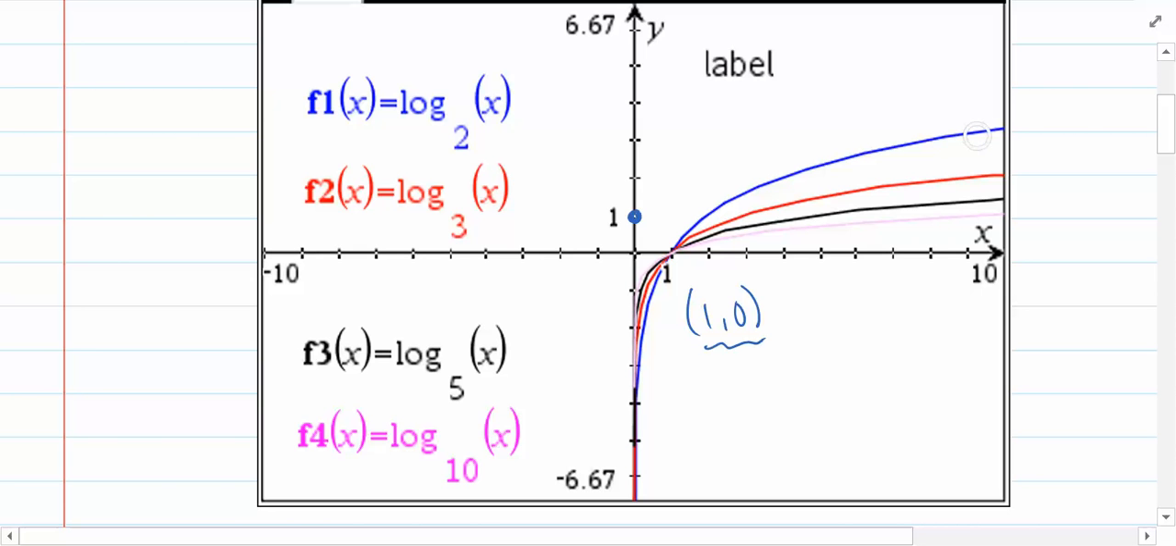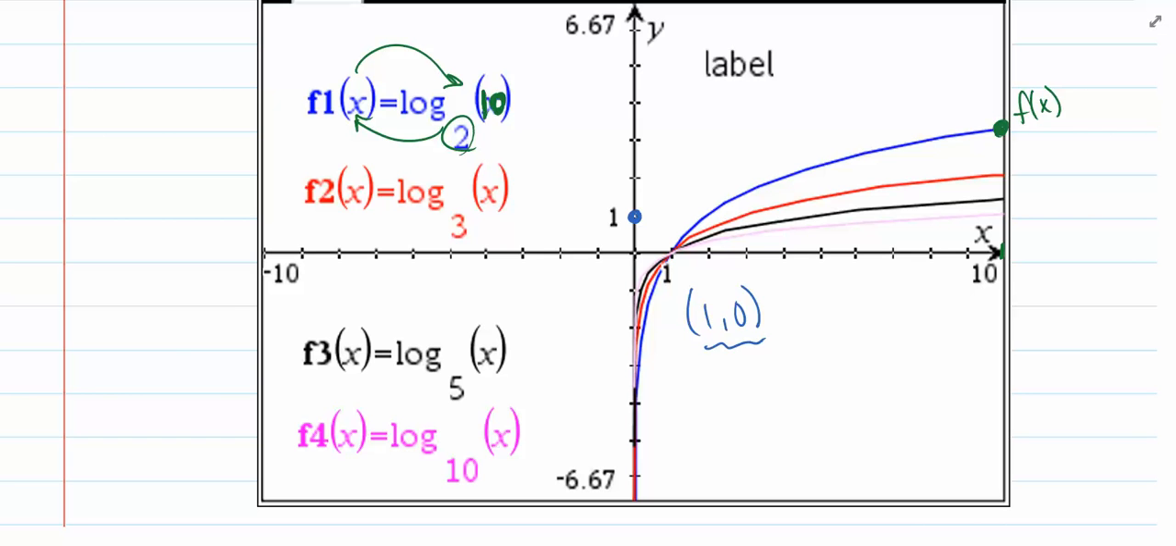Let's consider this blue function up here. When x is equal to 10, which is this number out here, it takes a larger function value in order to satisfy this equation. 2 to some power has to equal x. Well, again, if we said that x was 10, 2 to what power would make this equal to 10? So we need a larger number to raise 2 to the power in order to equal 10.